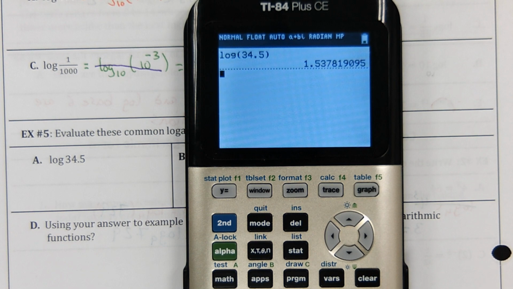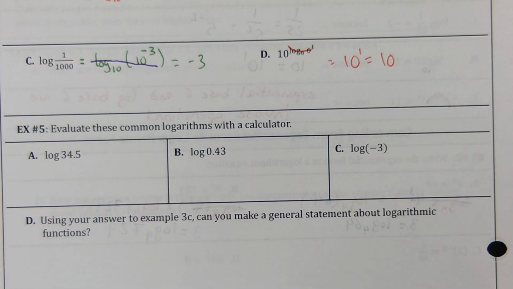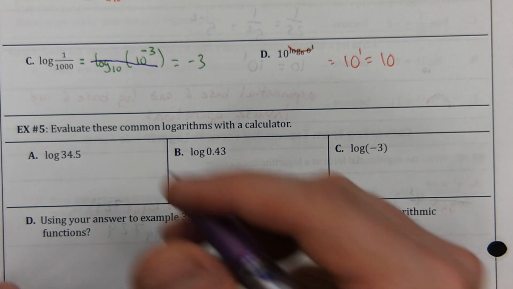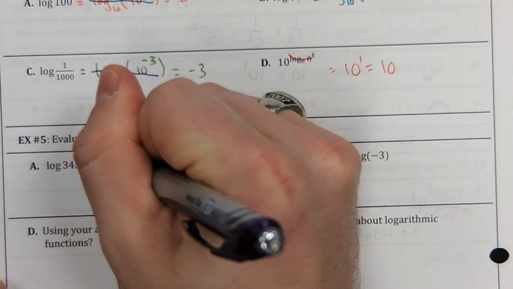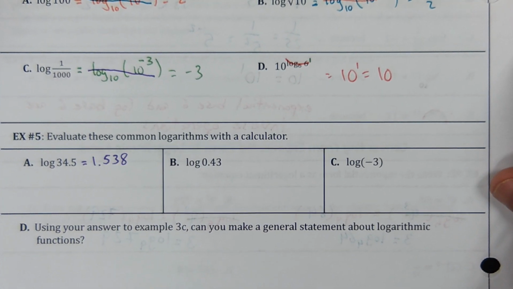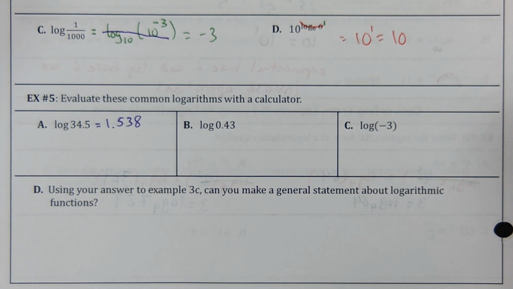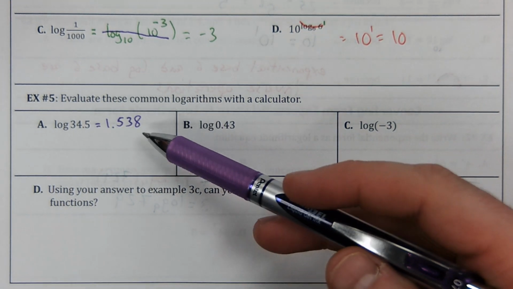$1.538. 1.538. Something going wrong in the calculator back there? He's working ahead? Okay. So the reason why, I'm just going to re-explain, I'm going to write it down.